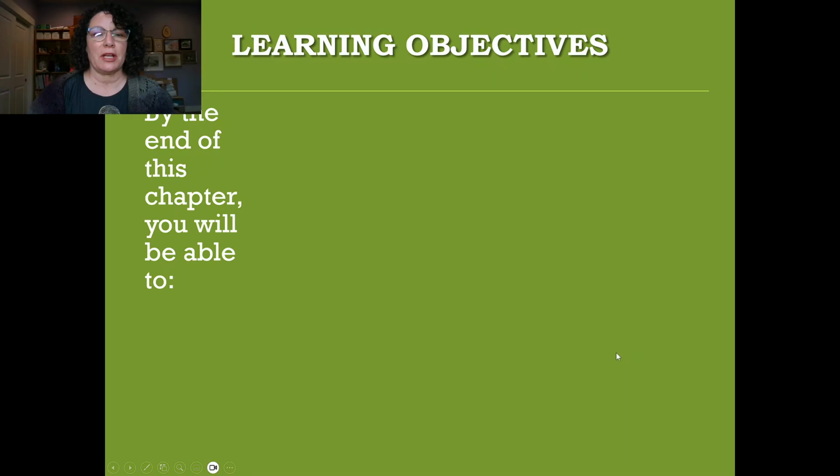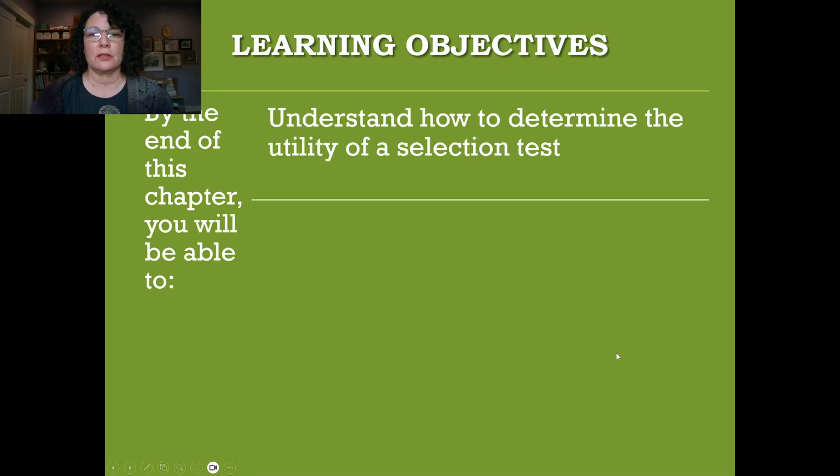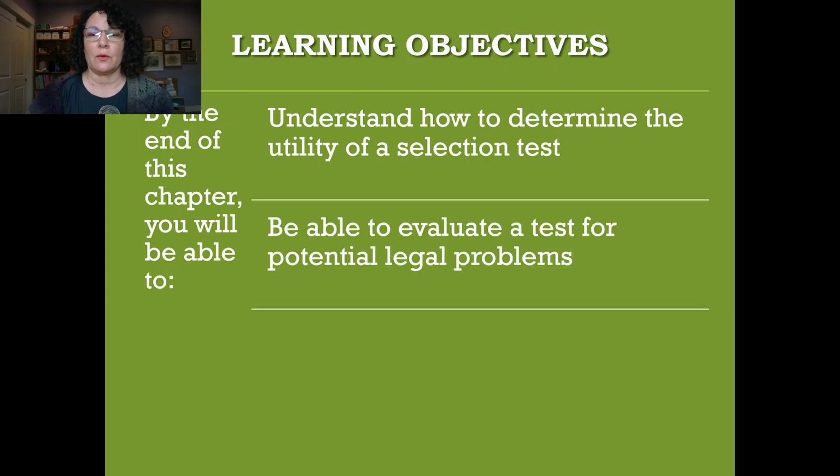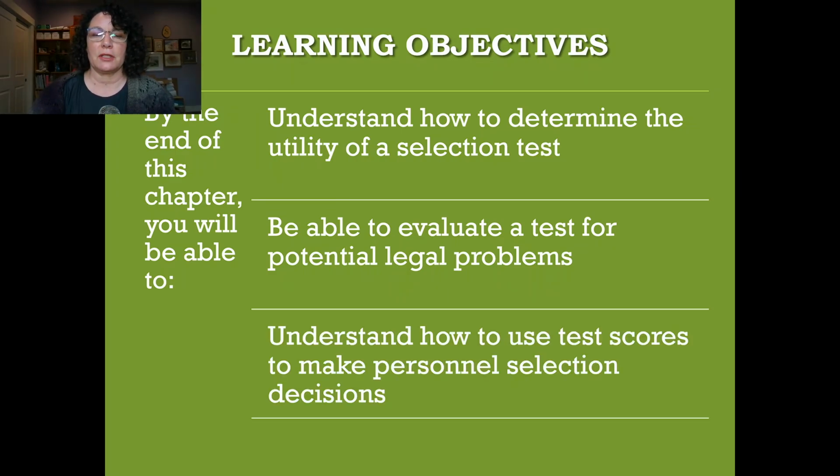By the end of this chapter, you're going to be able to understand how to determine the utility of a selection test. You're going to be able to evaluate a test for potential legal problems, and you're going to be able to understand how to use test scores to make personnel selection decisions. Obviously, selection is a really important factor on the I side of IO Psych, because this is our third chapter discussing selection decisions. So let's get into it.